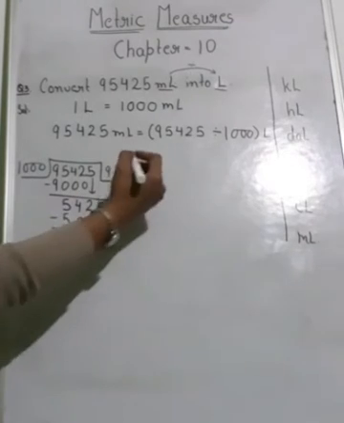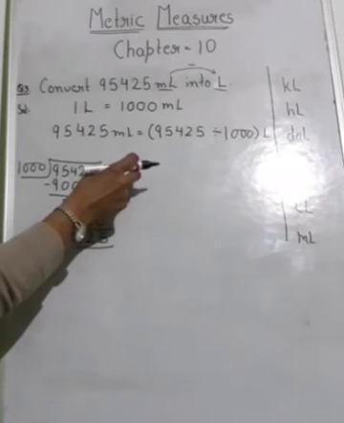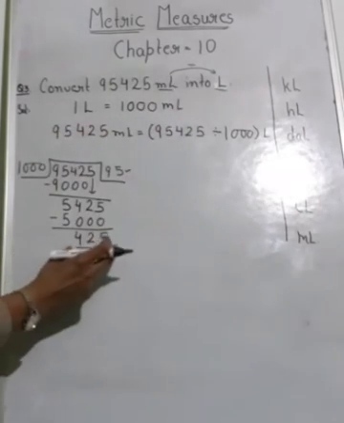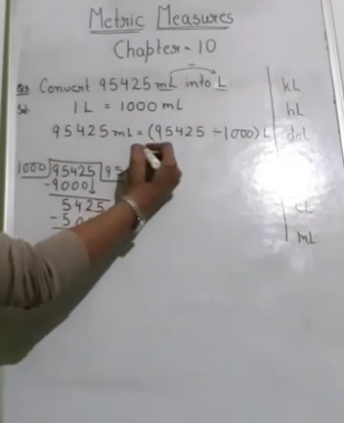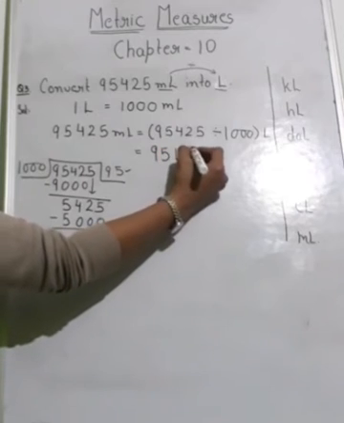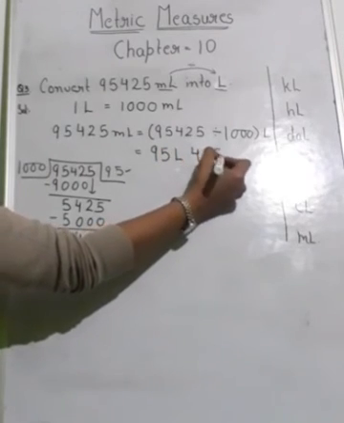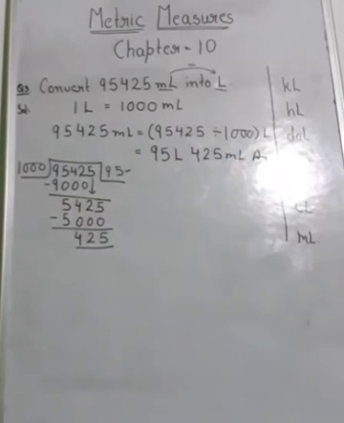So I told you the question part becomes the bigger unit. So what is the bigger unit? Liter. And this remainder part becomes the smaller unit. And what is the smaller unit? Milliliter. So after dividing, I am getting it 95 liter 425 milliliter, and this will be your answer.